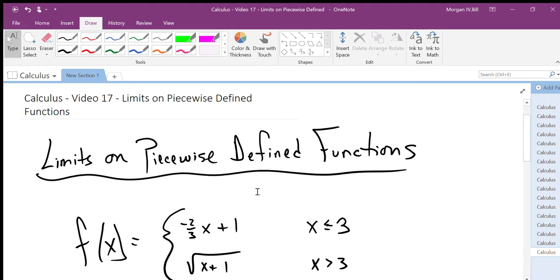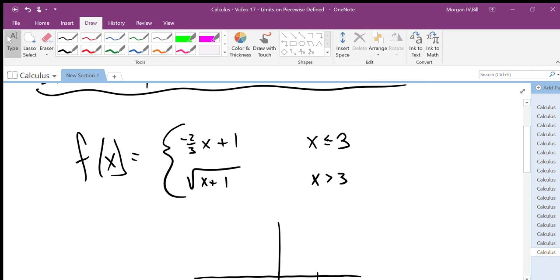Calculus video 17, limits on piecewise defined functions. So we've seen piecewise defined functions in algebra. I have an example of one here. f of x is equal to negative 2/3 x plus 1 for x less than or equal to 3, and the square root of x plus 1 for x greater than 3.